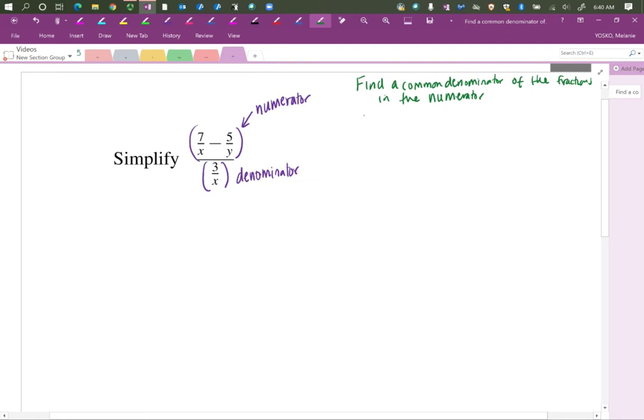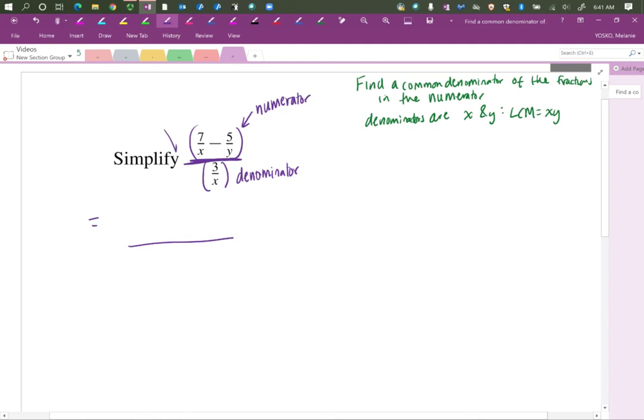So to do that, we look at their denominators. Their denominators are x and y. We want the least common multiple of those. That's going to be x times y because they have no factors in common. So we can build a common denominator if we want to. If we build a common denominator, we're going to rewrite this fraction bar right here.